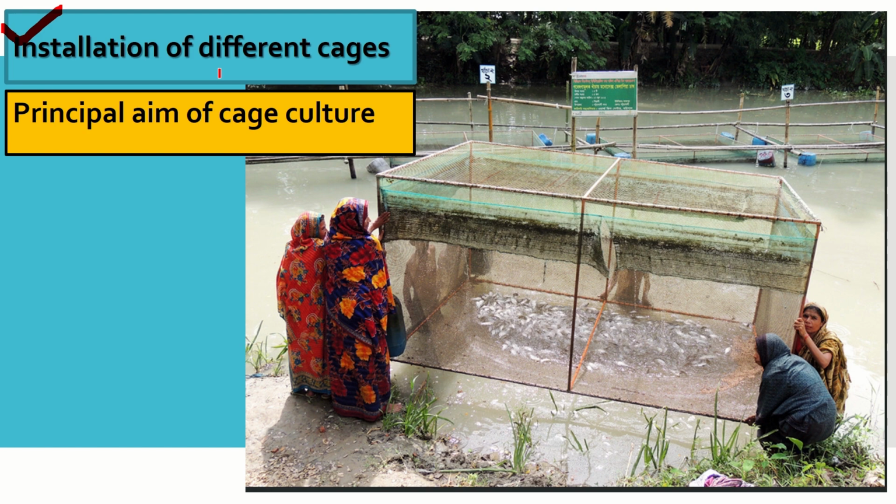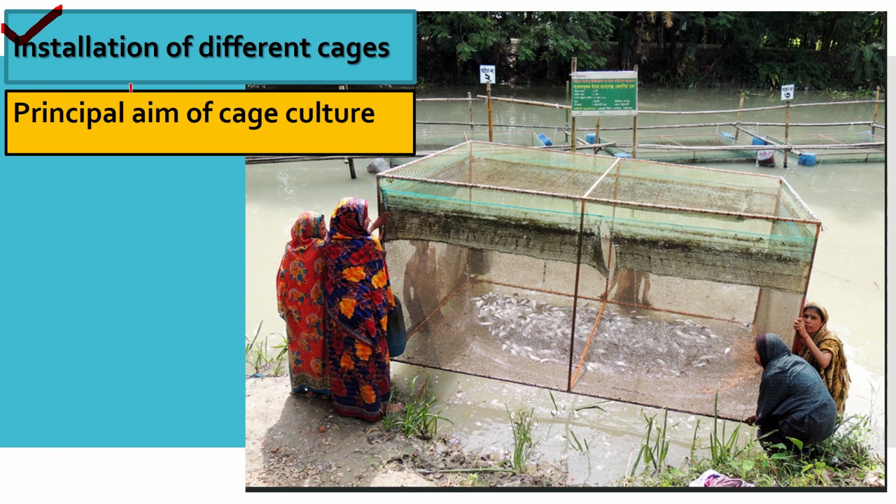If floating cages are proposed to be installed, then these have to be installed in lakes or reservoirs. Fixed cages are installed in rivers, streams, or fast flowing waters. Similarly, submerged cages and movable cages can be installed in offshore regions of the sea, as practiced in Japan.